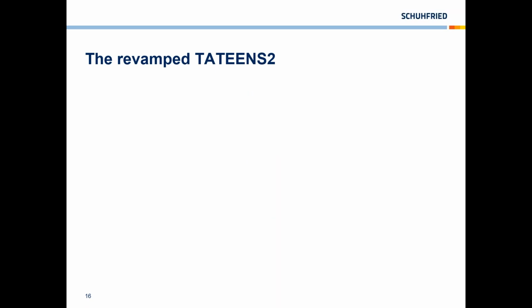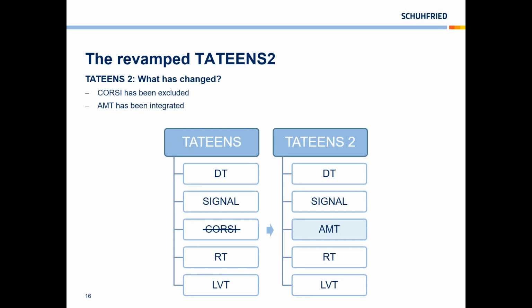So we revamped the VTS, the TR Teens, and made TR Teens 2 out of it. So we have a new test set here. What has changed? I'm already taking a look at the results here, but just to give you an overview. First thing, we dropped the COSI. The COSI was part of the test set, but wasn't part of the fit scoring, wasn't part of the overall scoring at all. And in the first validation study we did, it didn't show any validity in that field, so we just dropped it.